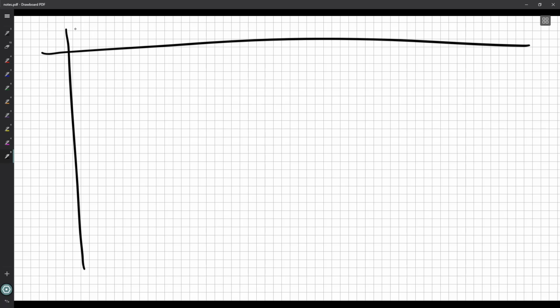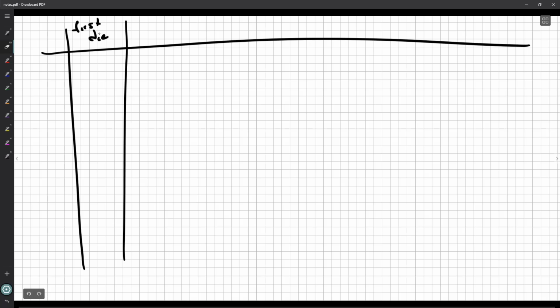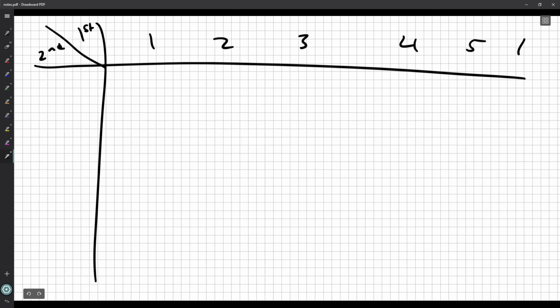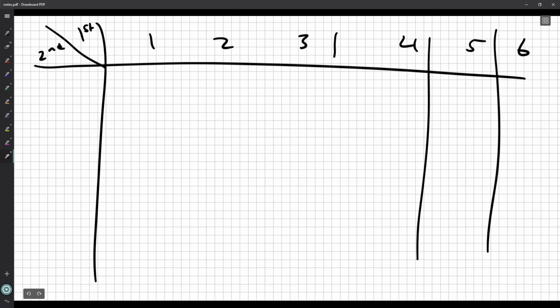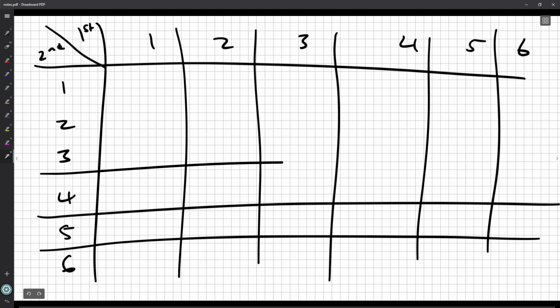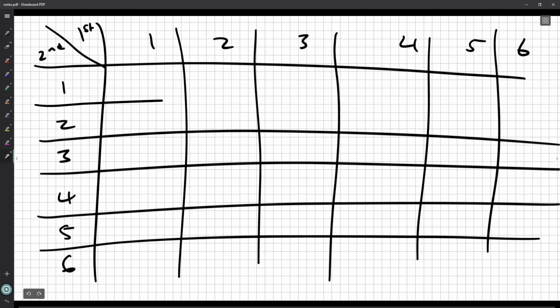So we could say the first die rolls a... let's make a better picture. We'll have the first die and we'll have the second die. So the first die rolls a 1 or a 2 or a 3 or a 4 or a 5 or a 6. Or the second die rolls a 1, a 2, a 3, a 4, a 5, or a 6. And I'm going to get 36 different possible squares here.